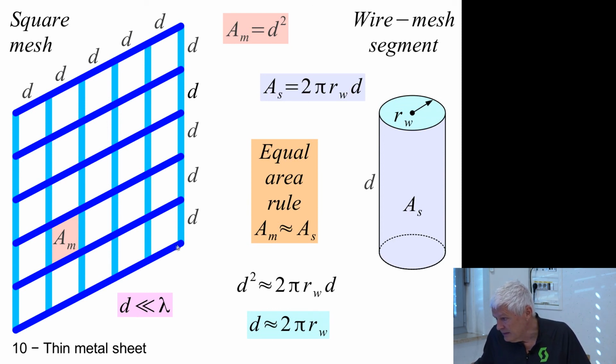The side of the mesh is usually one segment long. It can be made more segments long, but one segment is enough already. But still, the period of this mesh should be much smaller than the wavelength, at least 10 times smaller than the wavelength.